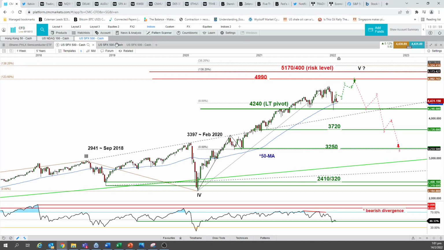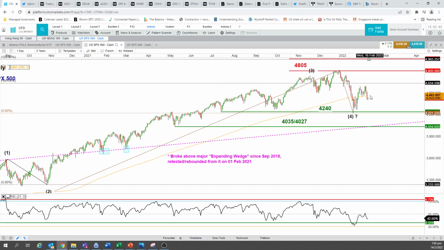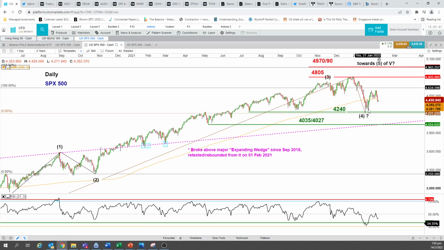Now on the daily chart over here, what we could see is that it did a retracement. All right, so 4240 was the key long-term pivotal support we set for last week. The current all-time high area is 4805. So definitely there will be some shorter term intermediate resistance levels to watch out for this week. All right, so what are those levels?